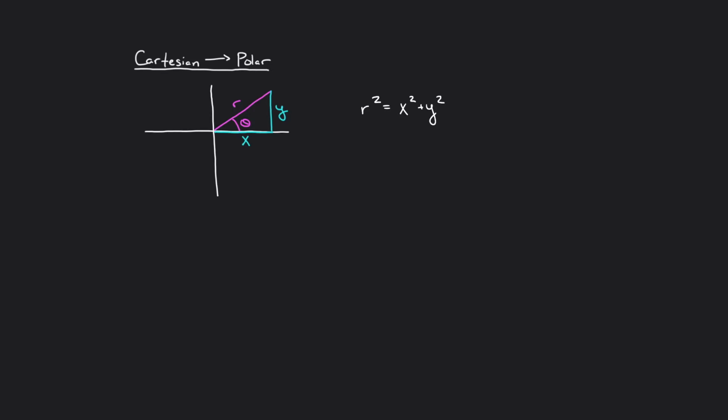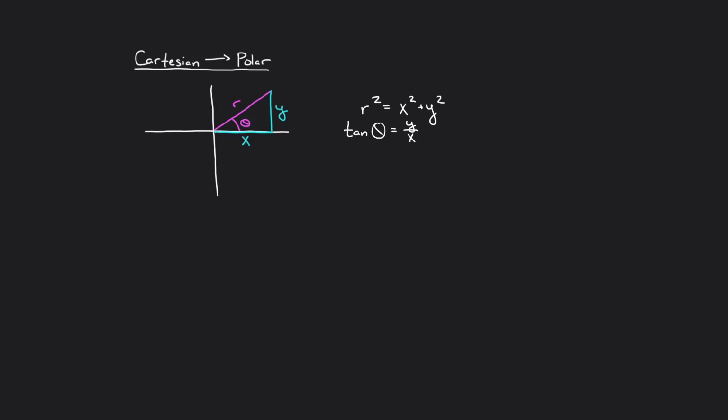Next, let's deal with theta. We see that theta, x, and y form the angle, adjacent side, and opposite side of the triangle, and therefore they are related by the tangent function. And we find that tangent of theta is equal to y over x. All right, so now we have equations to retrieve polar coordinates from Cartesian coordinates.